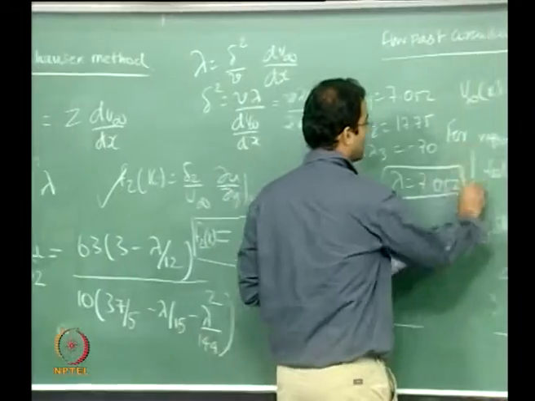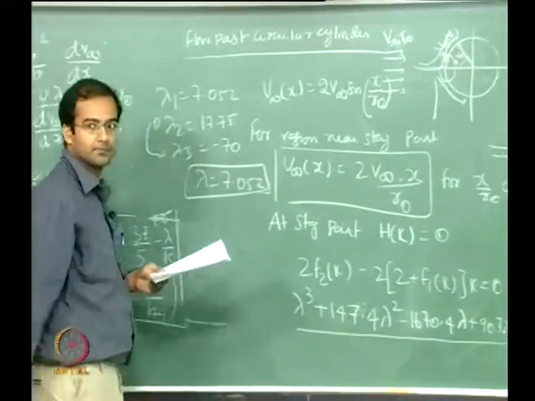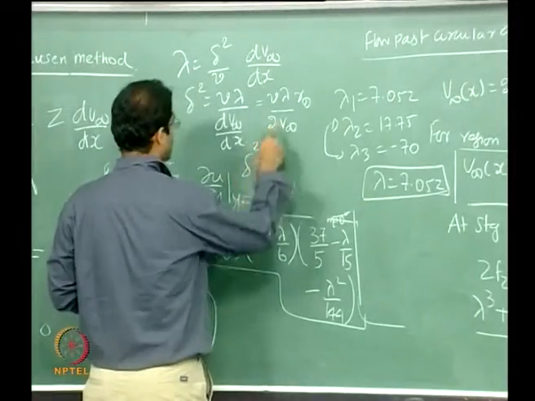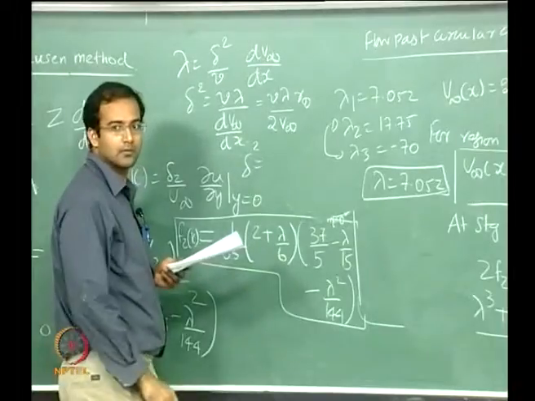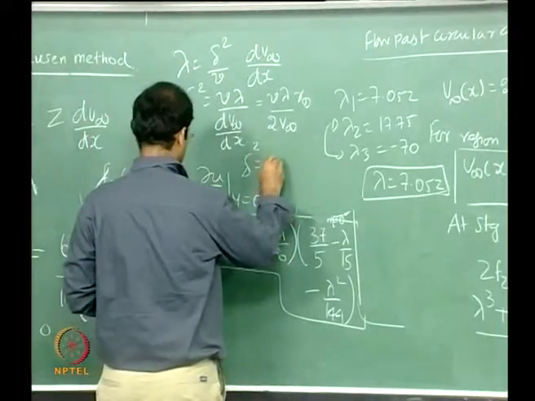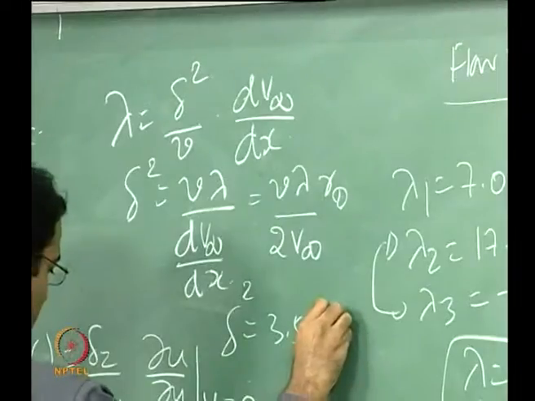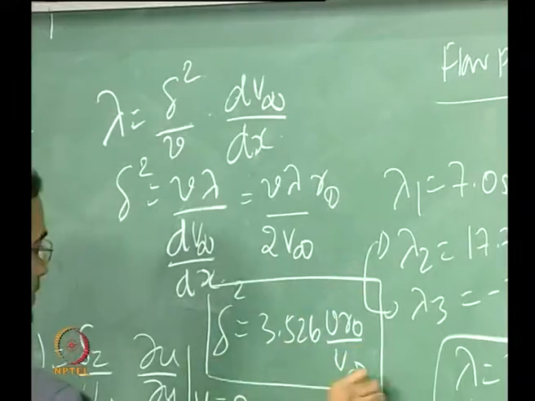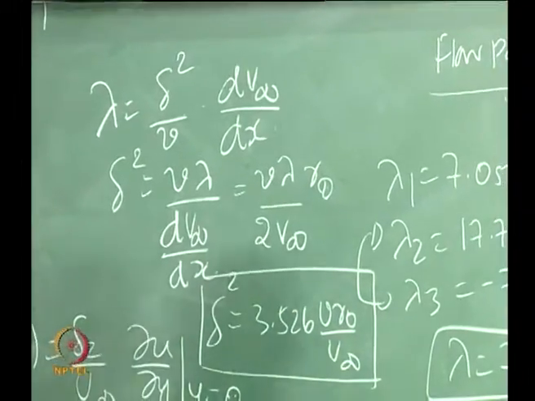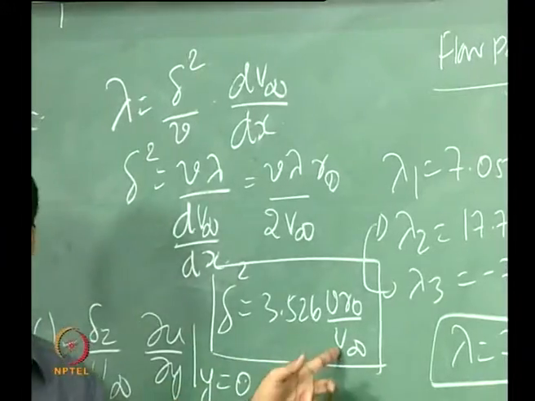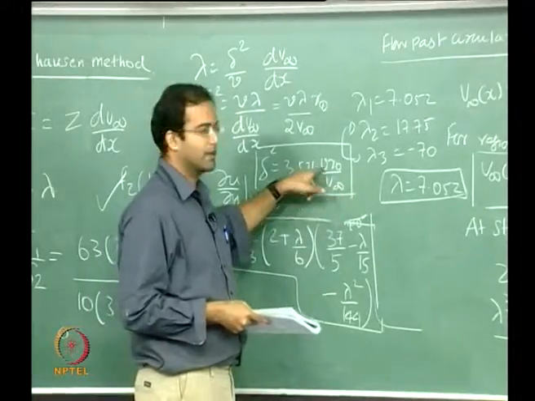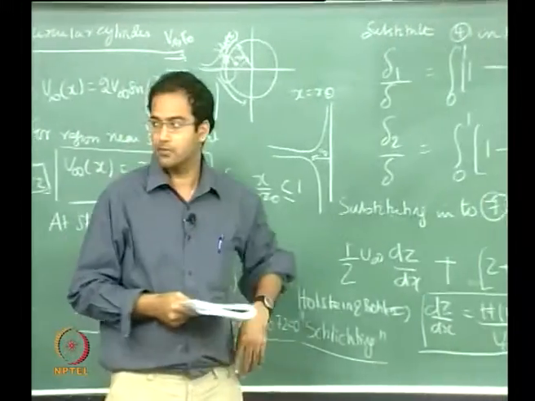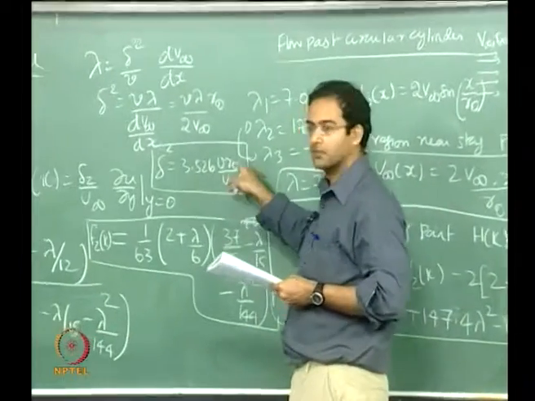So this is your profile. Therefore, if you substitute the value of lambda, 7.052 at the stagnation region, your delta square will be 3.526 into nu r naught by u infinity. If you multiply and divide by r naught, you can write this in terms of the Reynolds number, u infinity r naught by nu. So this becomes the Reynolds number, and you can get an expression for delta by r naught in terms of the Reynolds number.